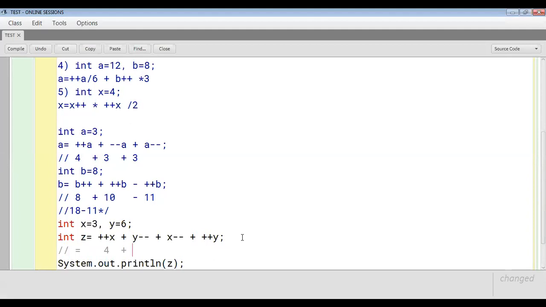Then y minus minus means it works on the principle of change after action. So what's the value of y? y is 6 and it will change to 5, but right now it will remain 6 only. So it becomes 6 plus. Now x has become 4 and this is x minus minus, so it will become 3 after the action because it is a postfix operator. So here it will still remain 4 only and now it has become 3, and plus.